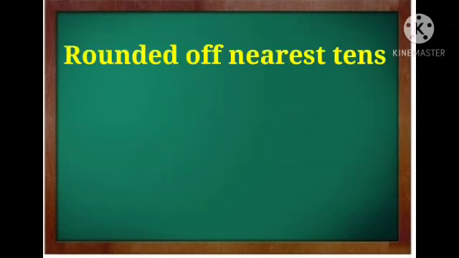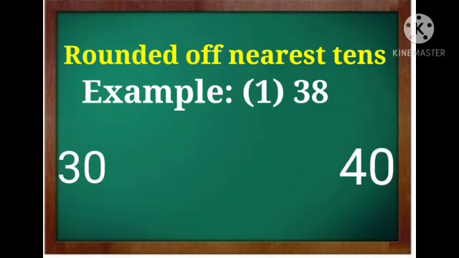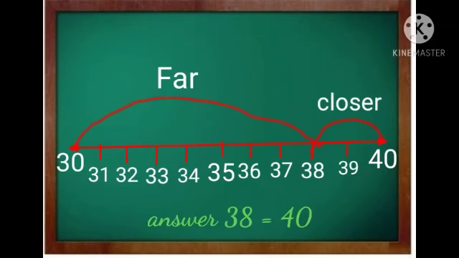First one is rounding off to the nearest tens place. This is for two digit numbers. You round off to the nearest tens only. Let us take an example, 38. 38 lies between 30 and 40. It means the range of 30 to 40, where 30 is the beginning number and 40 is the end number. The middle numbers are 31, 32, 33, 34, 35, 36, 37, 38, 39. Here 38 is nearest to 40 and very far from 30, so the answer should be 40.